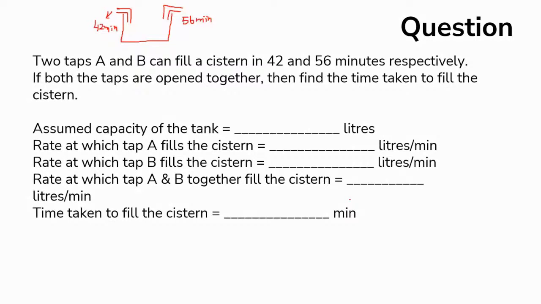We can solve this problem through the LCM and fraction methods. As I have said, LCM will be the easiest one when we go for tougher problems, so we'll go with the LCM method. We take the total capacity by assuming a value, and we are not assuming random values. We are going to take the LCM of these numbers, 42 and 56.